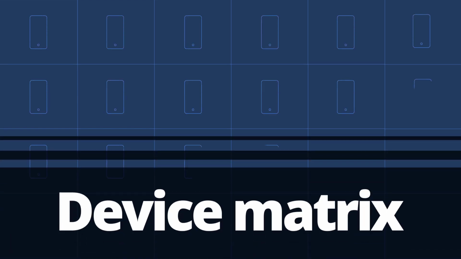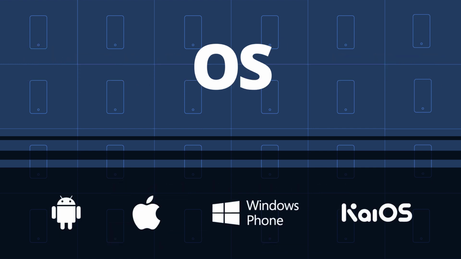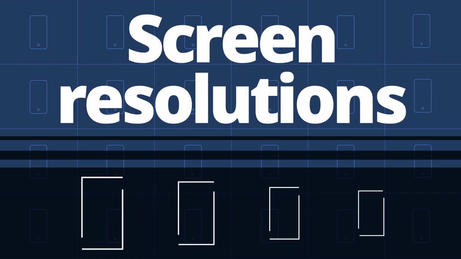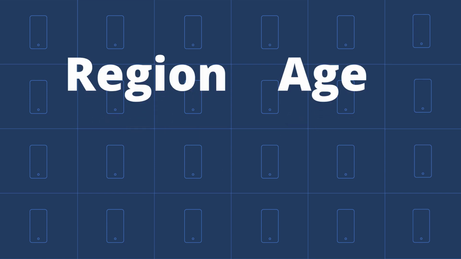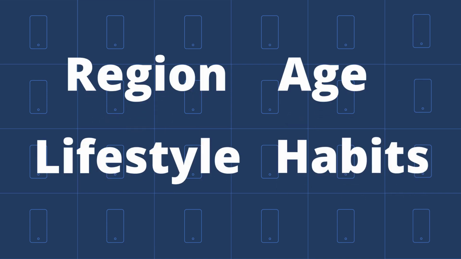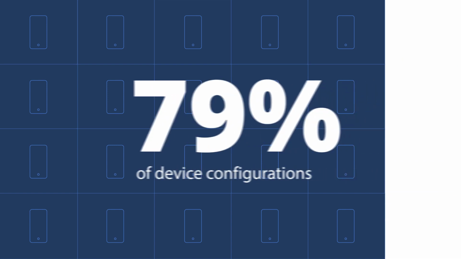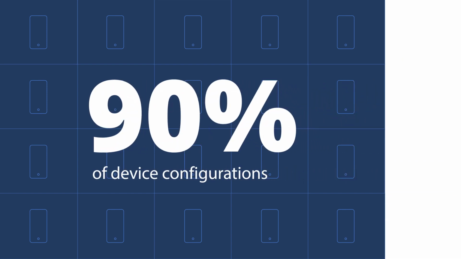The following stage is to build a device matrix. Based on analytics, we define the device models, operating systems, and screen resolutions that your customers use, depending on their region, age, lifestyle, and habits. That enables us to cover up to 90% of device configurations of your customers.